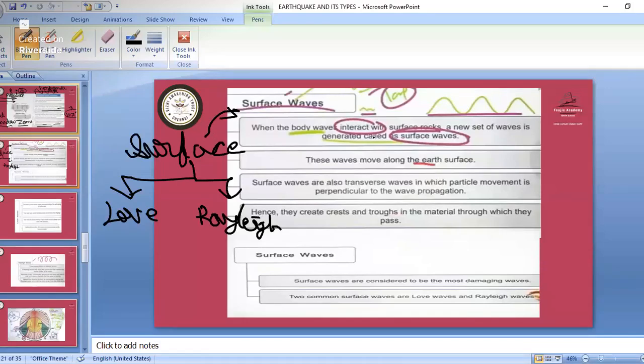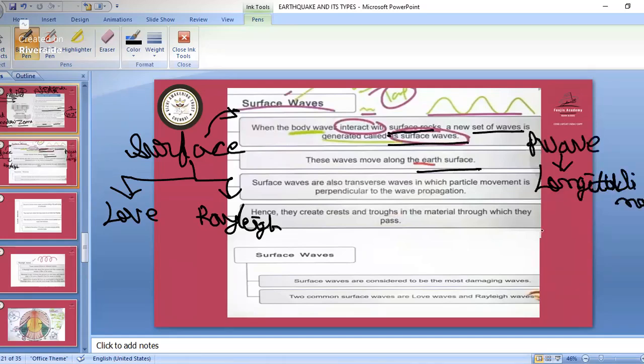When the body wave interacts with the surface rocks, a new set of waves is generated, and that is the surface wave. These waves move along the earth's surface, and surface waves are also transverse waves. So remember that.